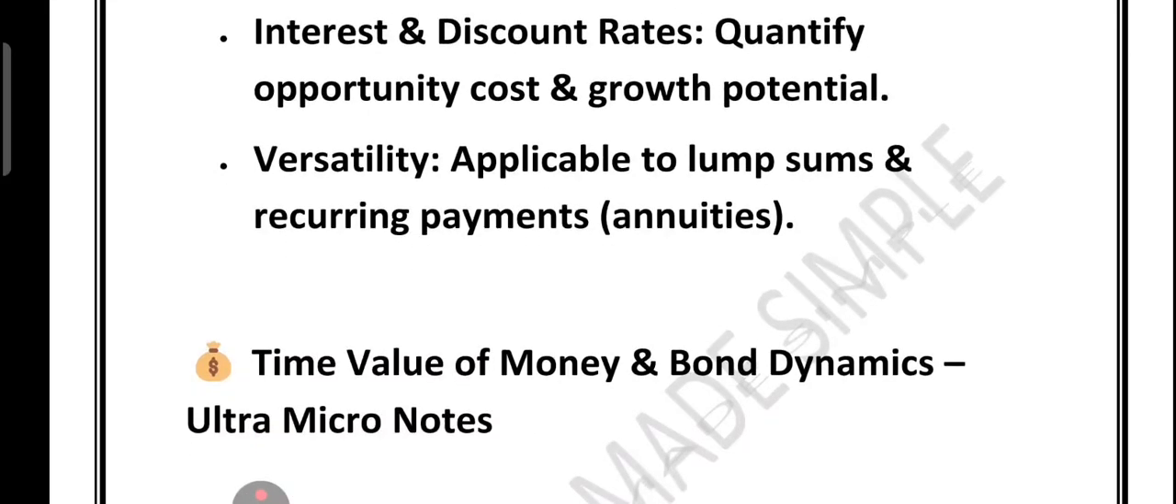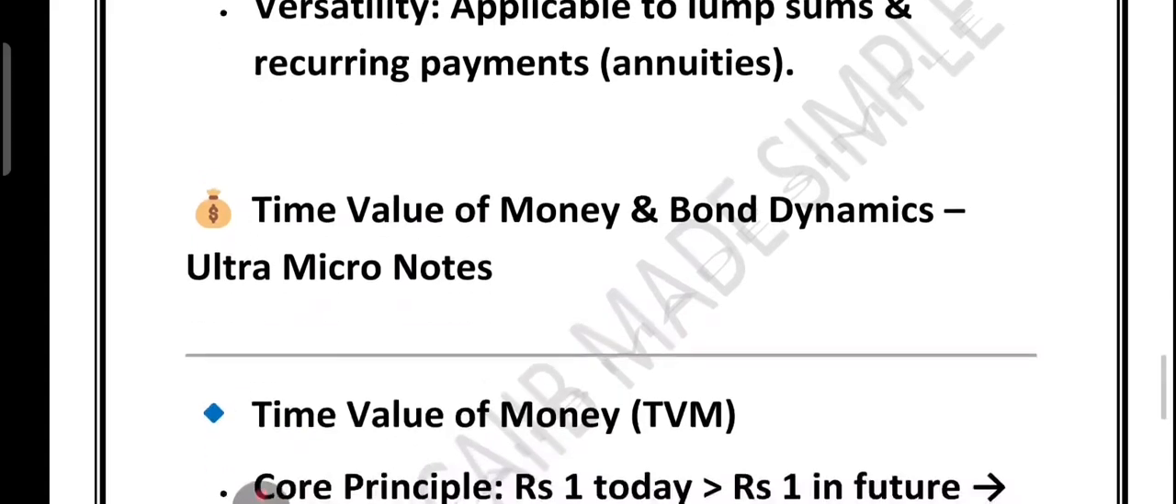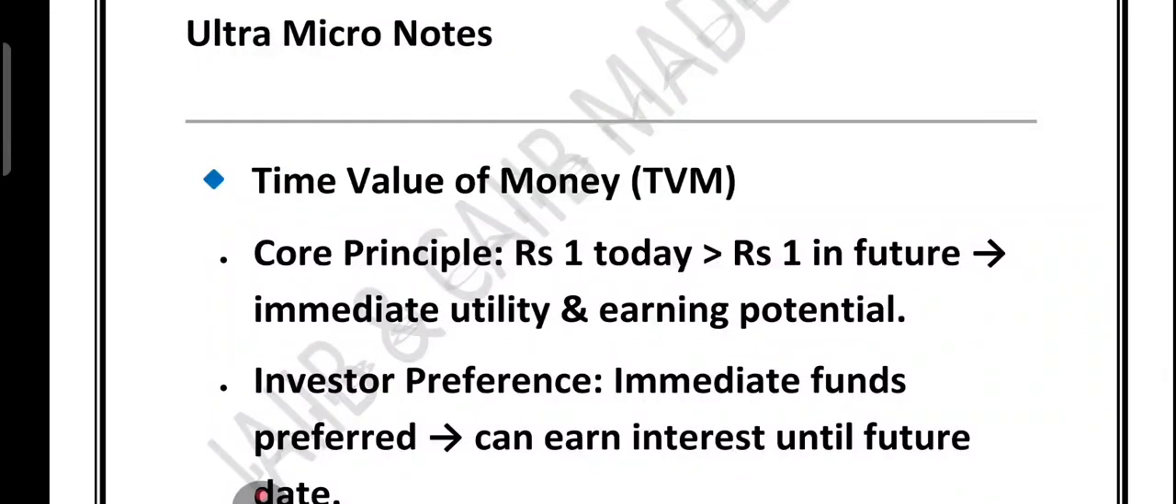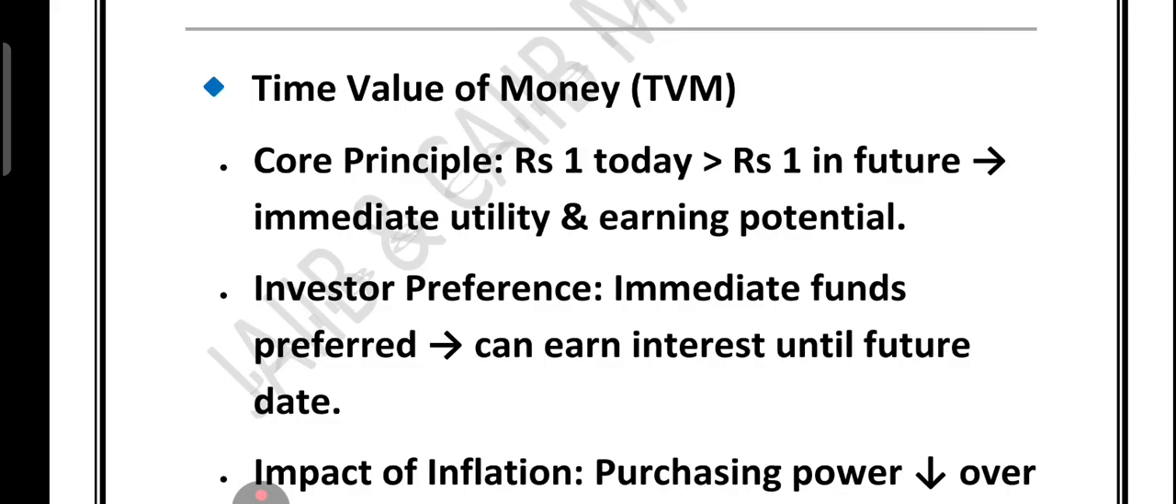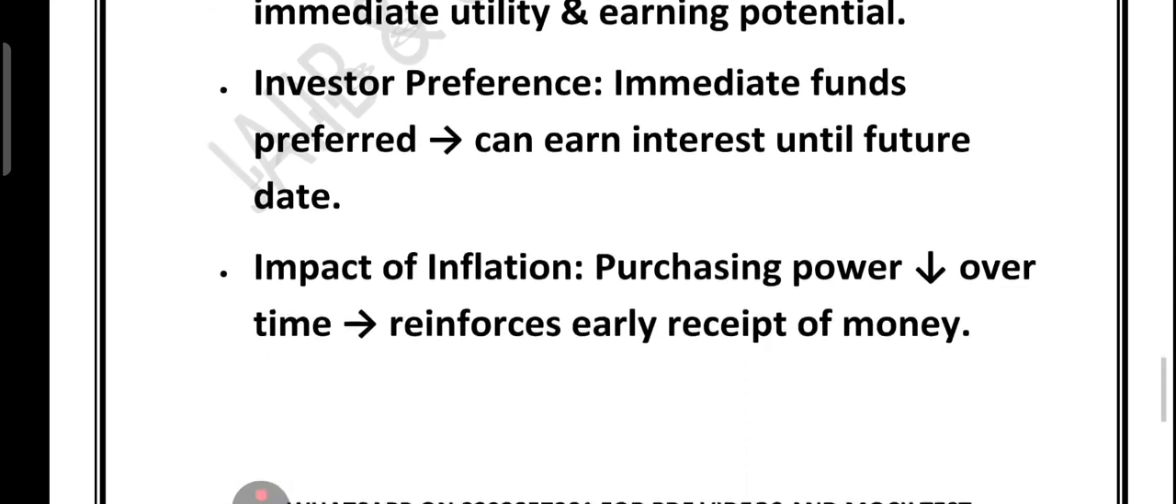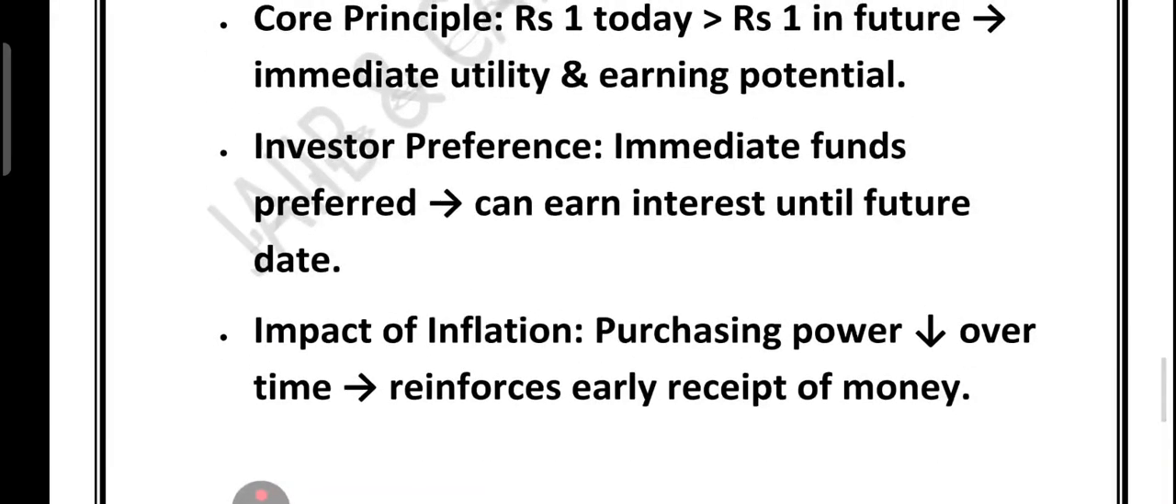In short, we can say understanding opportunity cost and time value is key to valuing bonds, planning investment, and making financially sound decisions. So I think the time value concept is crystal clear: 1 rupee today is worth more than 1 rupee in the future, right? How to connect this TVM to bonds? I think we have discussed it. Investors prefer getting money sooner so that they can earn interest, or they can invest it till a further date.